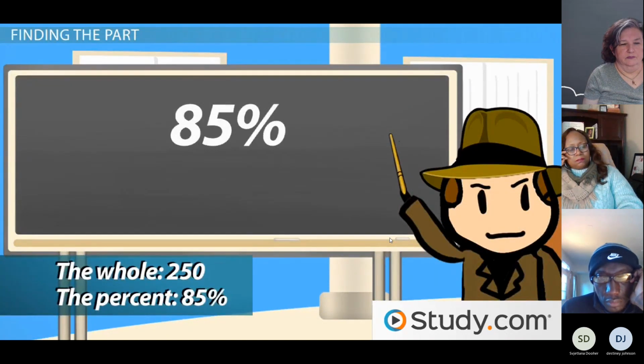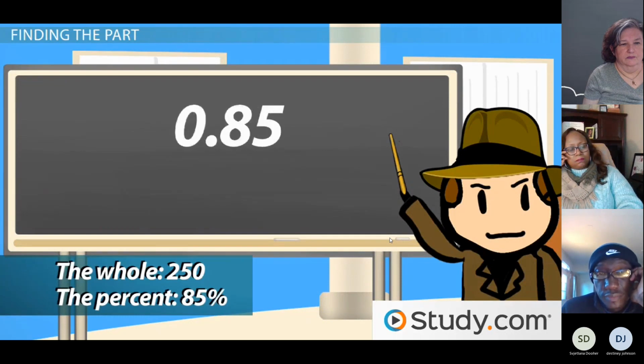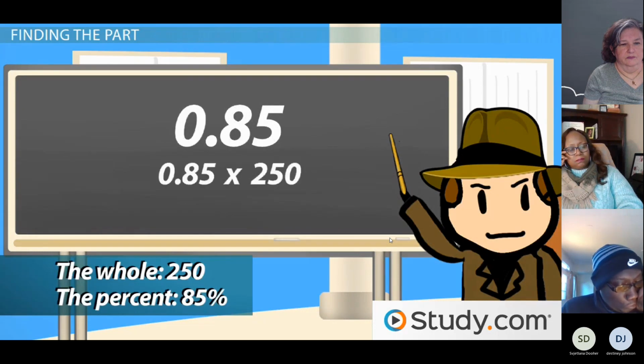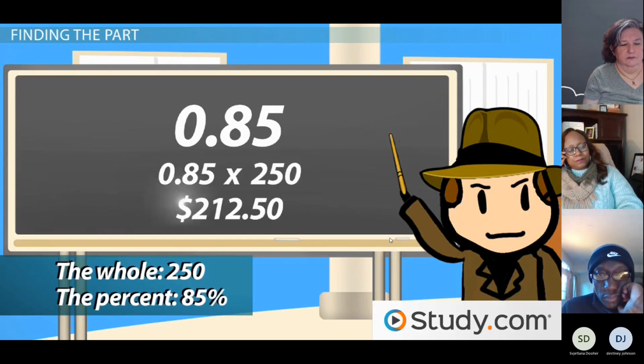Let's convert 85% to a decimal. To do that, we just drop the sign and move the decimal point 2 places to the left, so it becomes 0.85. Now we can multiply 0.85 times the whole, 250. That gets us $212.50. So our sale price is $212.50.